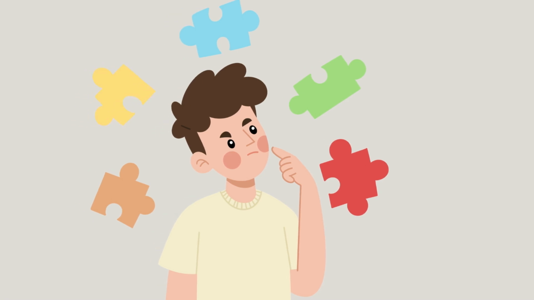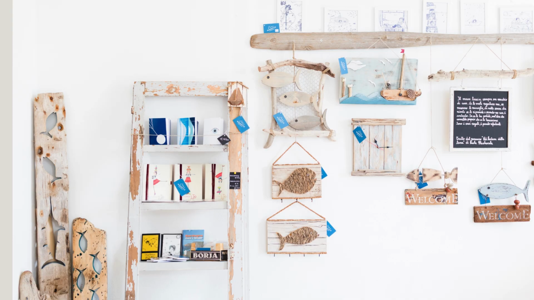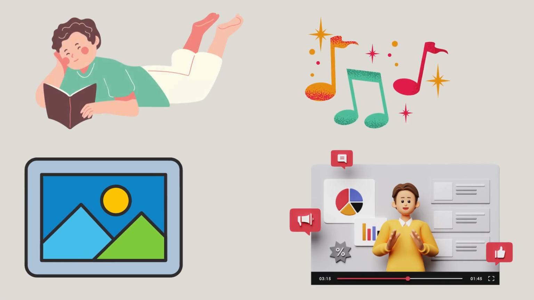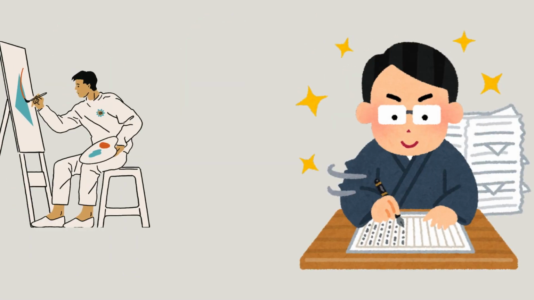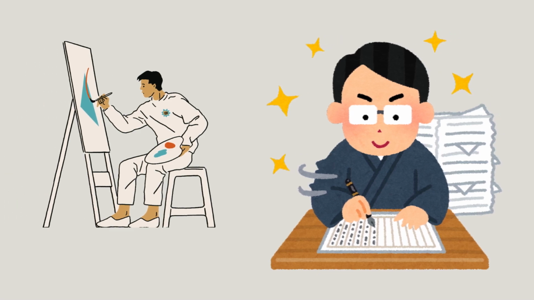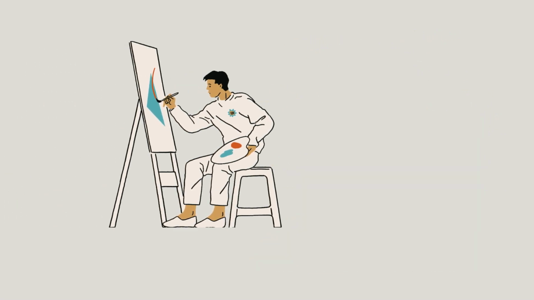Generative AI is a type of AI that can create new things like stories, images, music, or even videos. Think of it as a virtual artist or writer that can come up with new and original creations.